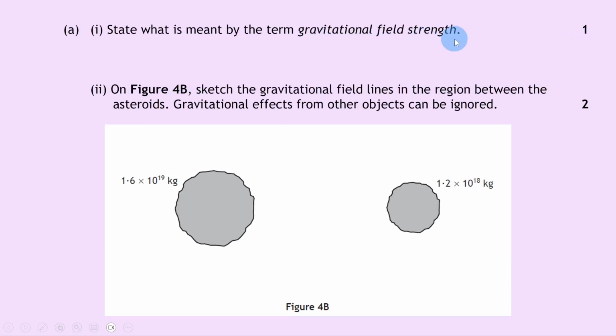Well, we can say gravitational field strength is the gravitational force acting on a unit mass, or you could say on 1 kilogram of mass. And notice how we've got gravitational force underlined here. That means you need to state gravitational force here in order to get the mark.